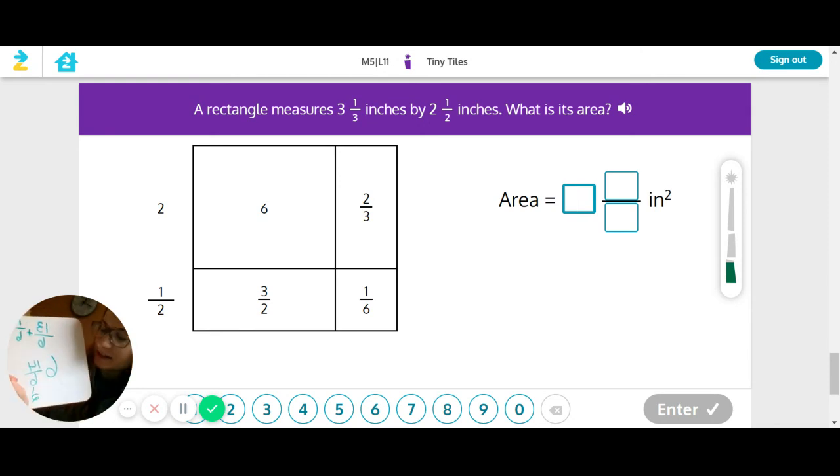So I'm going to rewrite this to be 8 and 2/6. All right, hopefully that helps you with your Zearn lesson.